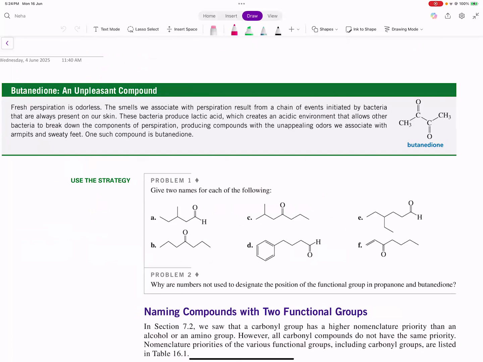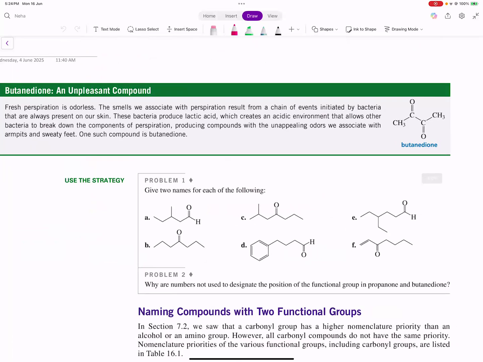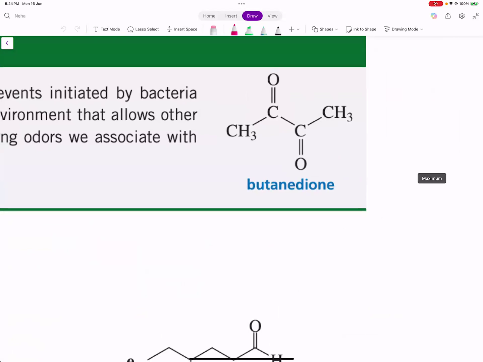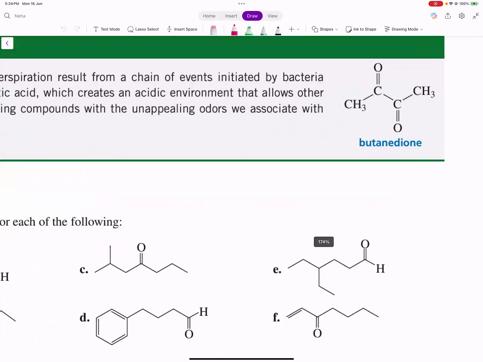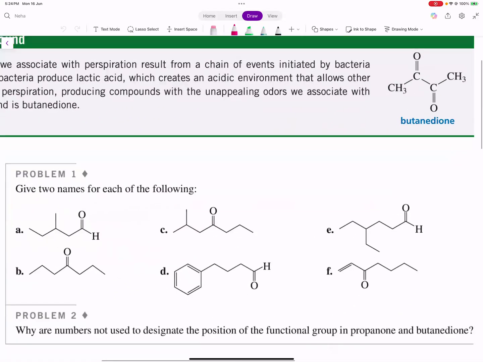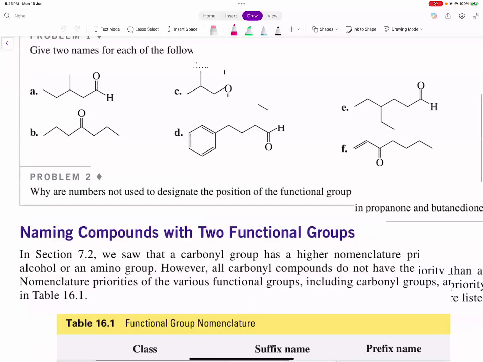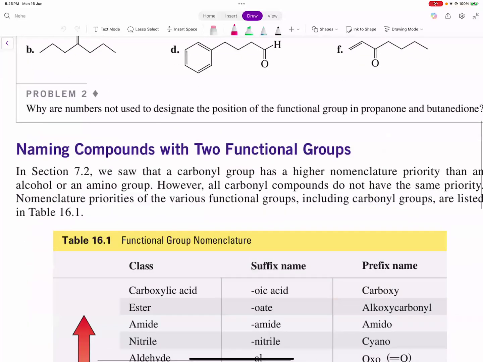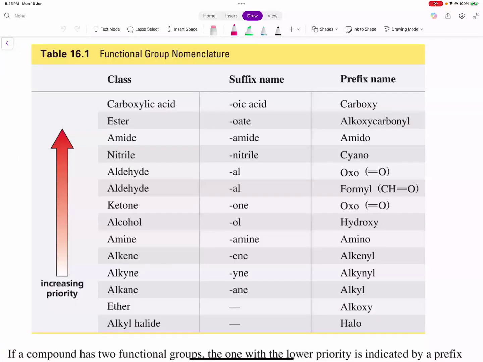This is the sweaty feet and armpit smelling compound. Anyways, naming with two functional groups: this is the functional group nomenclature, and this is the priority.